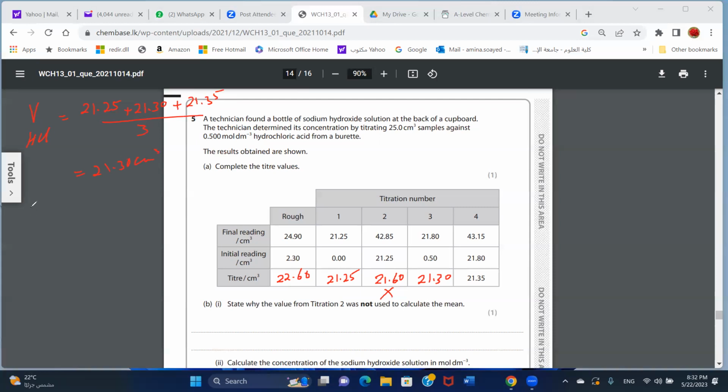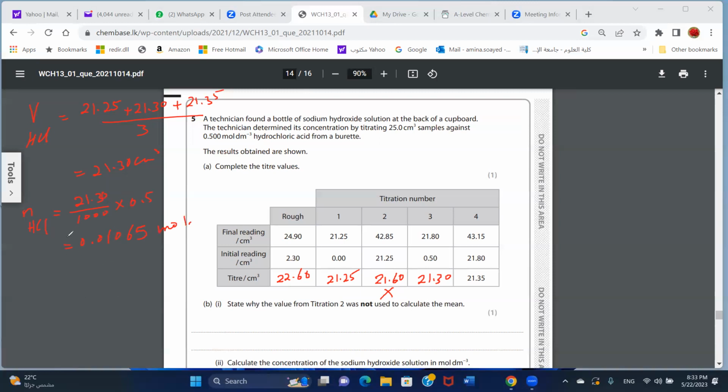And then you divide that by 1,000 to get it in decimeter cubed, and then multiply it by the concentration, which is 0.5, to find the moles of hydrochloric acid. So 21.3 divided by 1,000 times 0.5. What did you get? I got 0.01065. Okay.